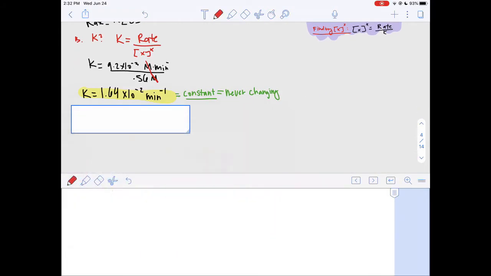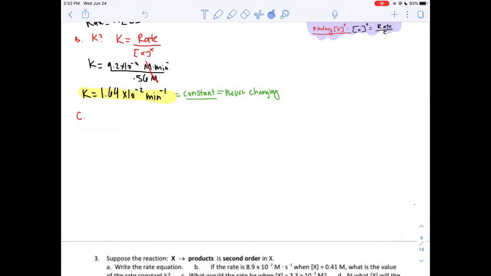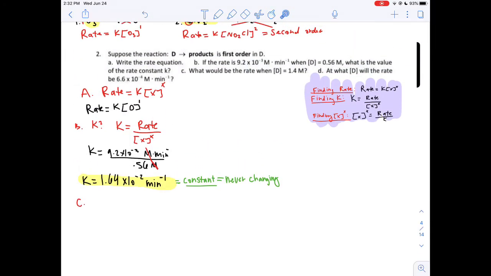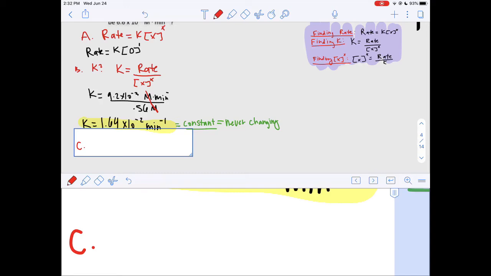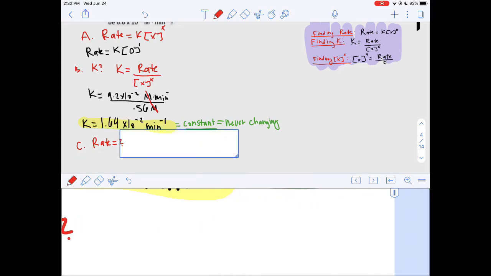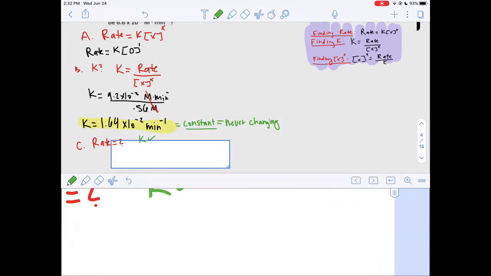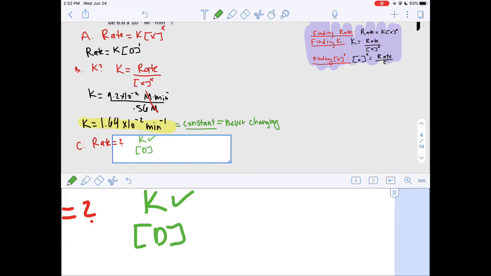So, part C. What would be the rate when D is 1.4 M? So she's asking you to find the rate. And whenever you solve these, it's really nice to write what you need to find. So you need to find rate. You can just put rate equals question mark. And it's also nice to write what you already have. You already have K because we literally just solved for it right here. And you already have the molarity of D because she gives it to you in the problem.